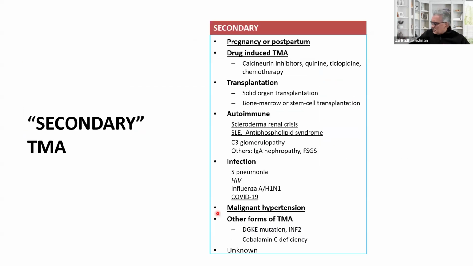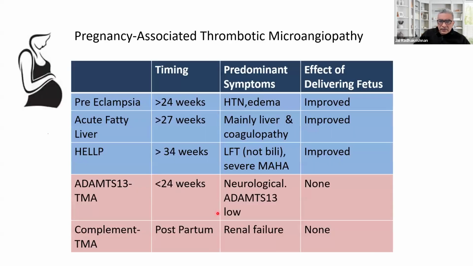So now, towards the end of this talk, we'll go over secondary TMAs. And the 3 TMAs which are unique to pregnancy, preeclampsia, acute fatty liver, and HELLP, occur late, and they improve on delivering the fetus. ADAMTS13 TMA, TTP, occurs early, and again, no effect on delivering the fetus. And complement TMA is postpartum. We saw that it comes with renal failure. And again, no effect on delivering the fetus. So this is an important differential diagnosis when you see patients in the setting of pregnancy coming with a clinical diagnosis of TMA.